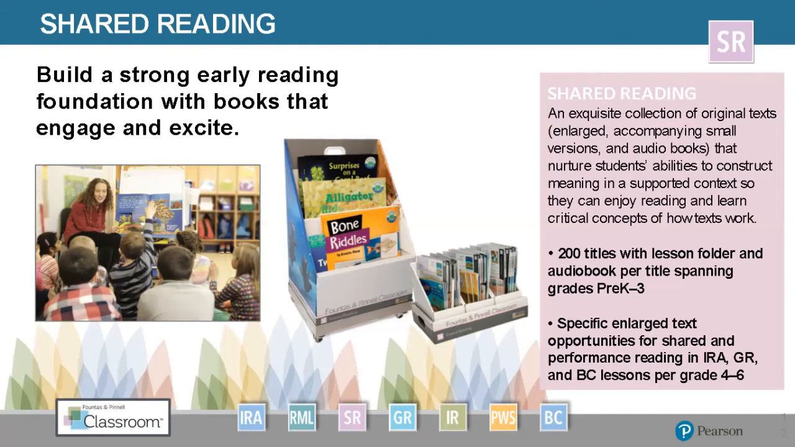What you'll notice is that there are big books. So there are over 200 titles with lesson folders and audiobooks, pre-K through 3. In the older grades, it looks a little bit different. It's in large text for interactive read-aloud, guided reading, and book clubs. You also receive 6 copies of the title in little book format, so that students can revisit that book on their own or in small groups.